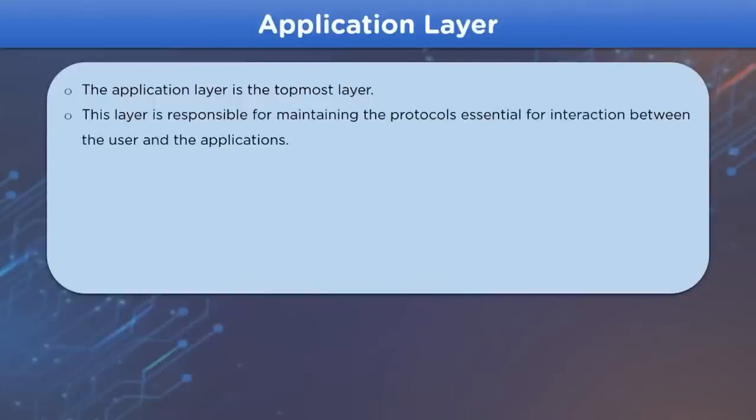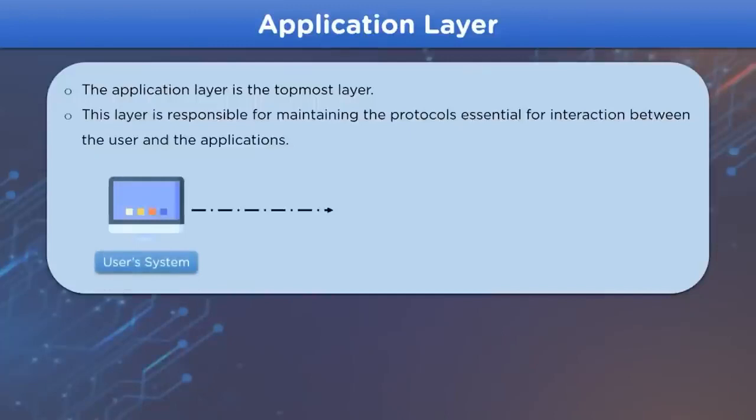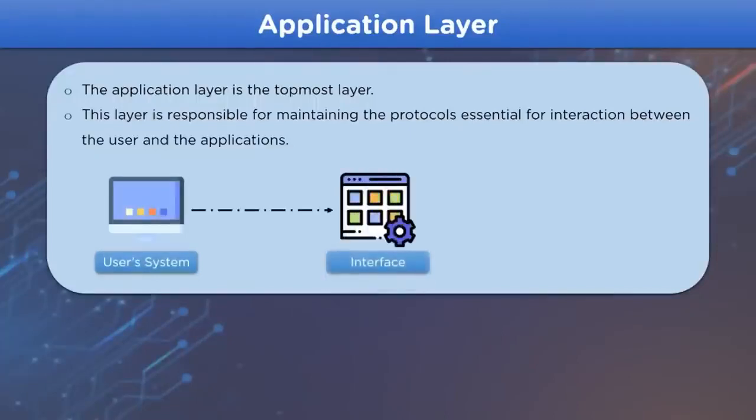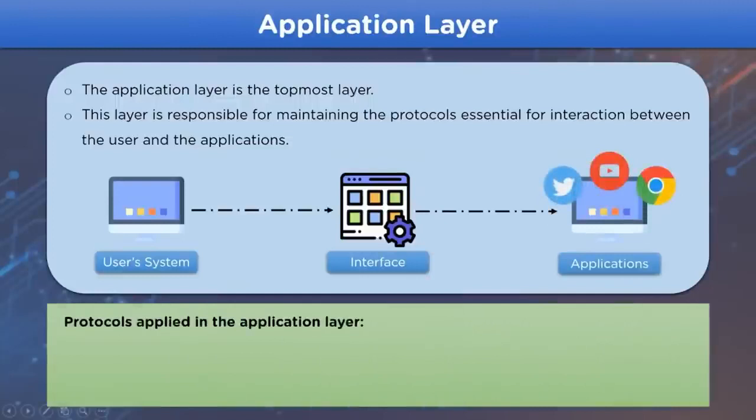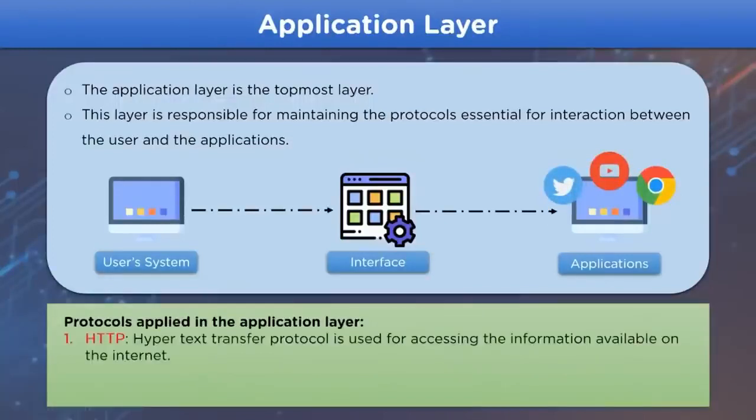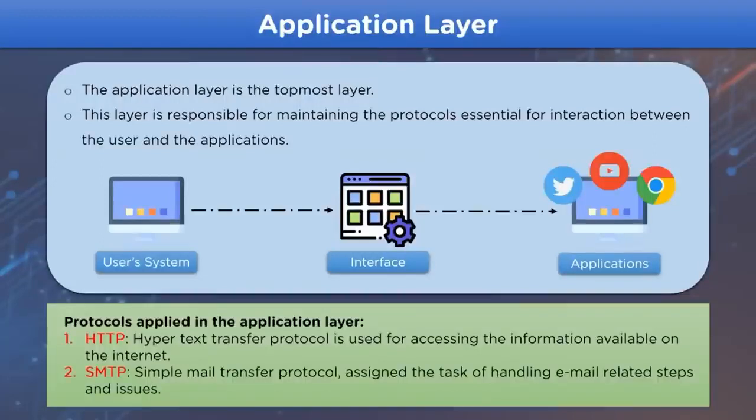The first layer that we are going to know about is the application layer. This layer acts as an interface between the applications and programs that require the TCP/IP model for communication, including tasks performed by the layer, such as data representation for the software application that are executed by the user and then forwarded to the transport layer. The protocols supplied by this layer are HTTP, Hypertext Transfer Protocol, which is used to access information available on the internet. Then we have SMTP, Simple Mail Transfer Protocol, which is used for email related tasks.